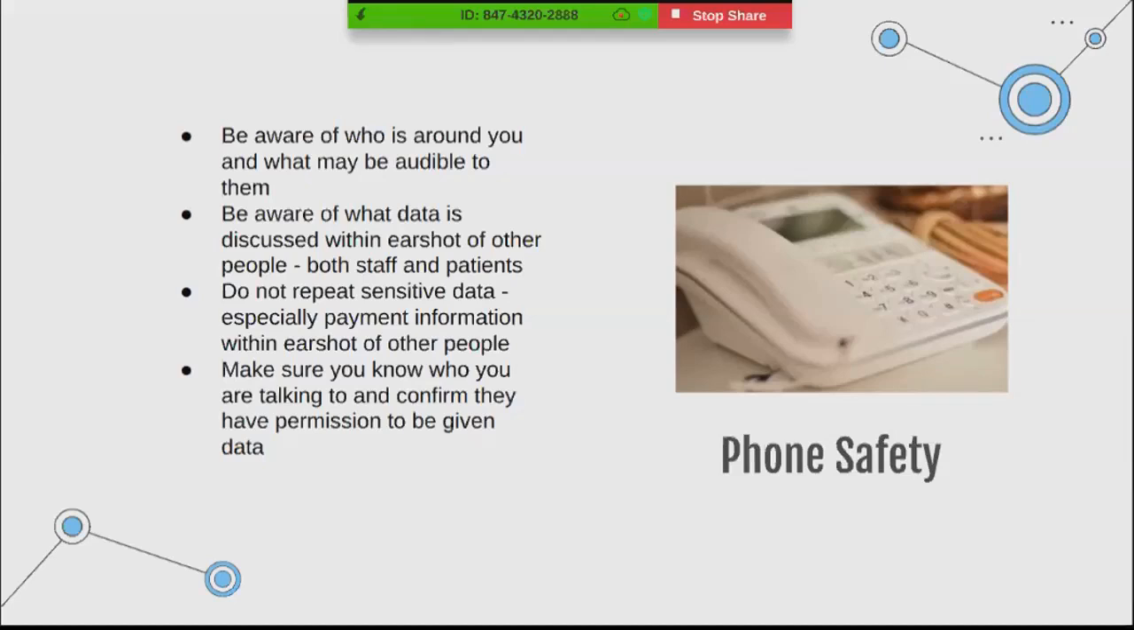Also, make sure you know who you're talking to and confirm that they have permission to be given the data. So always get confirmation that for any personal data you're giving out over the phone, you have specific permission from that person. It could be the case that a partner, husband or wife phones up on behalf of someone. If we don't have explicit consent for that data to be shared, then we shouldn't give that information out. But if someone rings up regarding their own data, then we need to go through at least a few pieces of information to confirm that they are who they say they are.